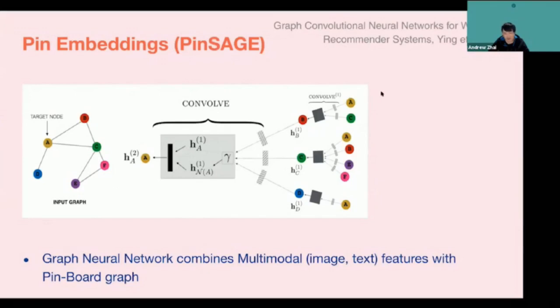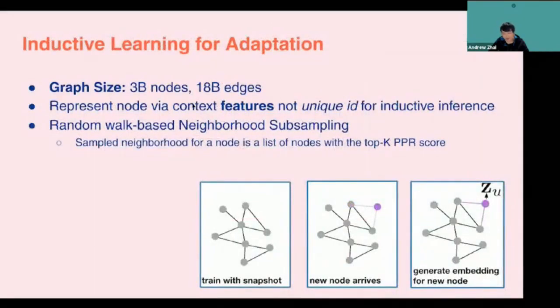When we were thinking of solutions for a good comprehensive content embedding, we needed one that works for graphs, for text, as well as for images. And we see that a graph neural network fits this paradigm pretty well. Given the pinboard graph, we convolve over it with nodes represented by these multimodal features of text and image. One thing to consider for Pinterest is that our graph is really big. We have billions of nodes and tens of billions of edges.